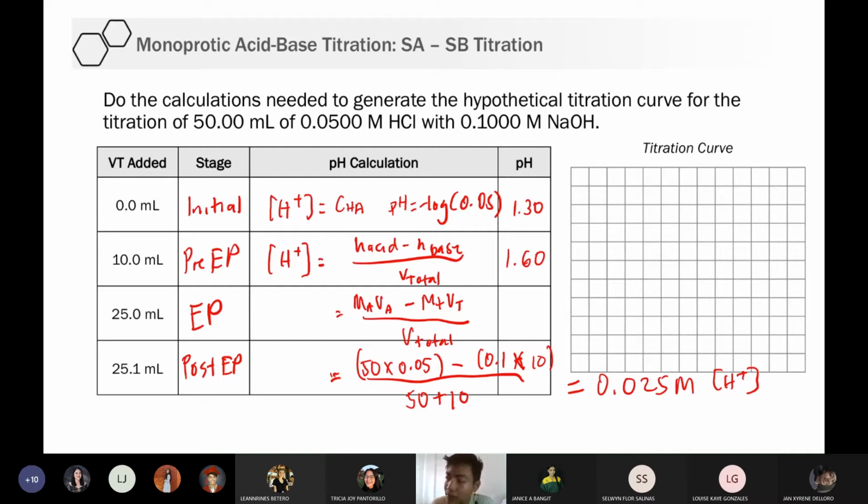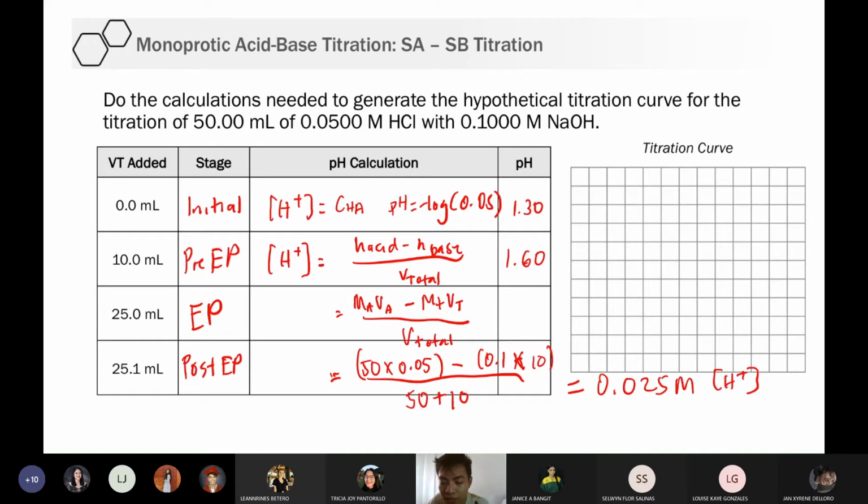So, ano yung reason bakit itong formula ginamit natin? Ang sagot ay nabawasan po kasi yung acid. By how much? N acid minus N base. We express N acid as MAVA. We express base as MTVT. And you divide it by total volume to account for the dilution. Okay? And this is our pH.